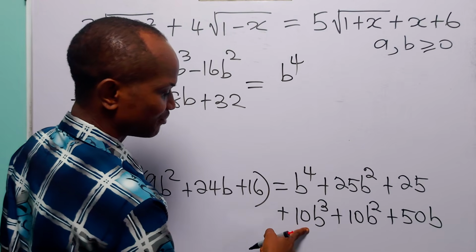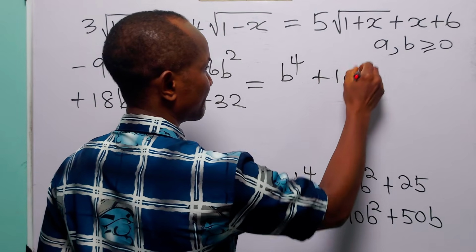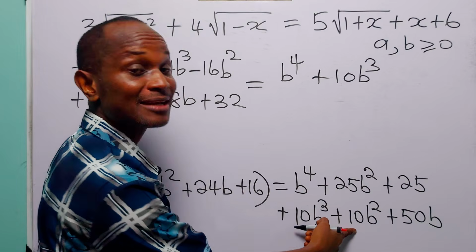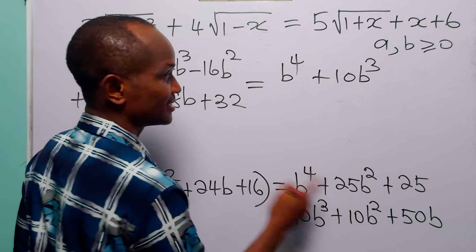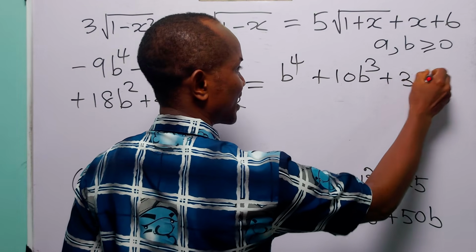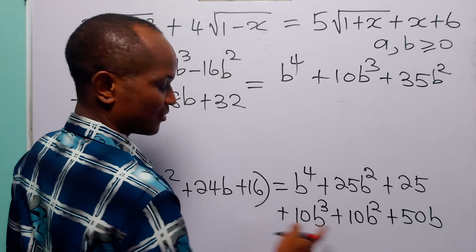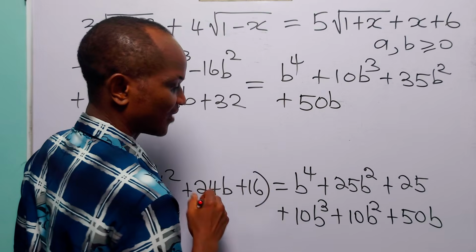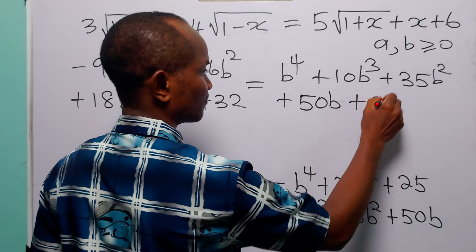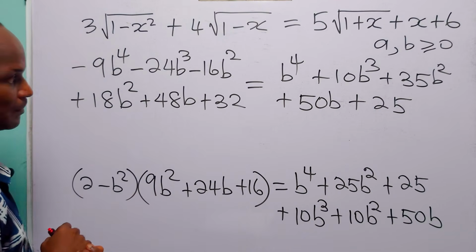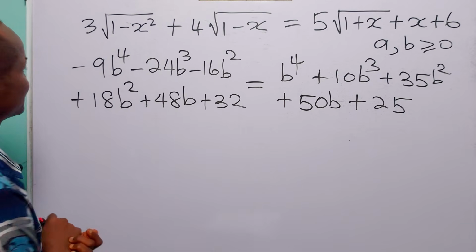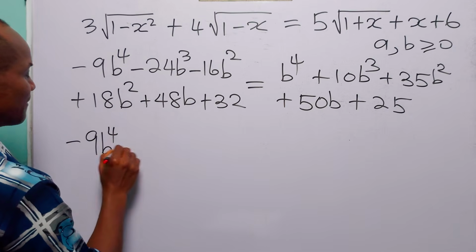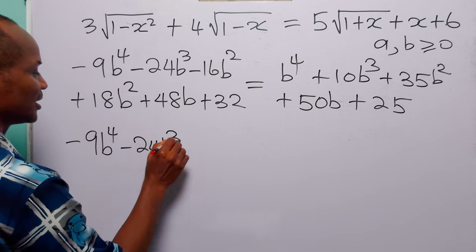We have 10b to the power 3. We have 25b squared and 10b squared. Of course, when we add these two, we have 35b squared. Then we have 50b. And finally, we have 25. Now, simplifying the left-hand side, we have minus 9b to the power 4 minus 24b cubed.